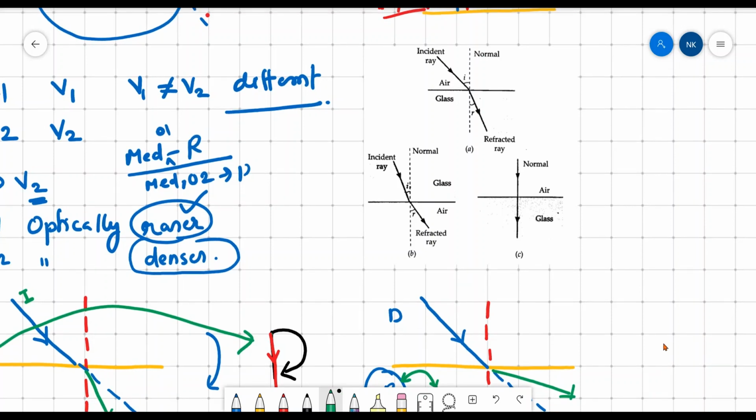देखिए, here this is from air to glass. That means here this is rarer, here this is denser. Here this is glass to air. That means denser to rarer. In this case, I equal to 0. That means angle of incidence, because it was made normally, isn't it? Angle of incidence is equal to 0.